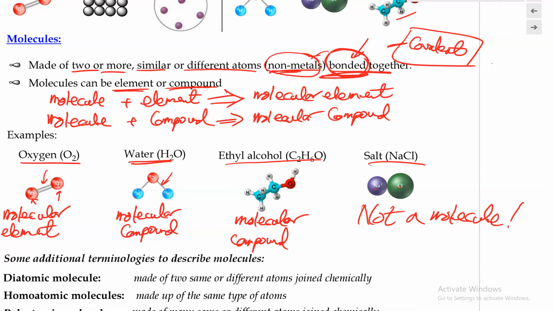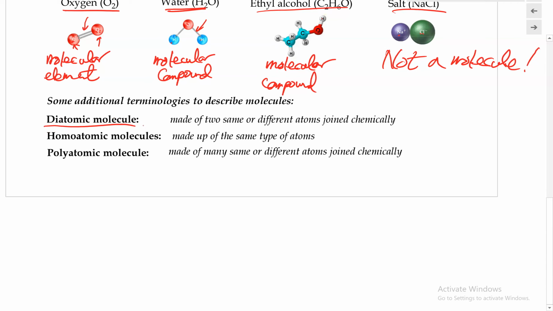And here are some of the additional terminology that we also use to describe molecule as well. A molecule can now be further classified as diatomic molecule. And the word diatomic refers to two, right? So di means two. So basically molecule that are made up of two atoms, whether the atoms are the same or different. As long as they consist of two atoms, then now we can call them a diatomic molecule.